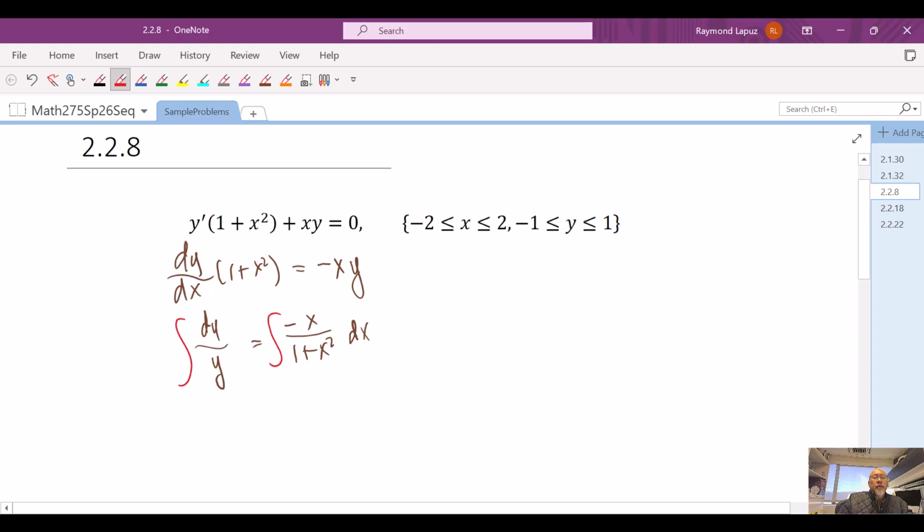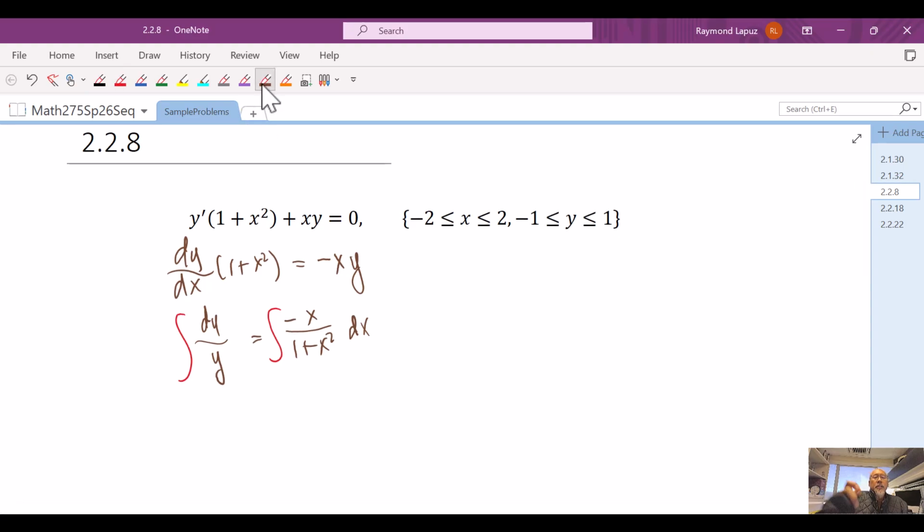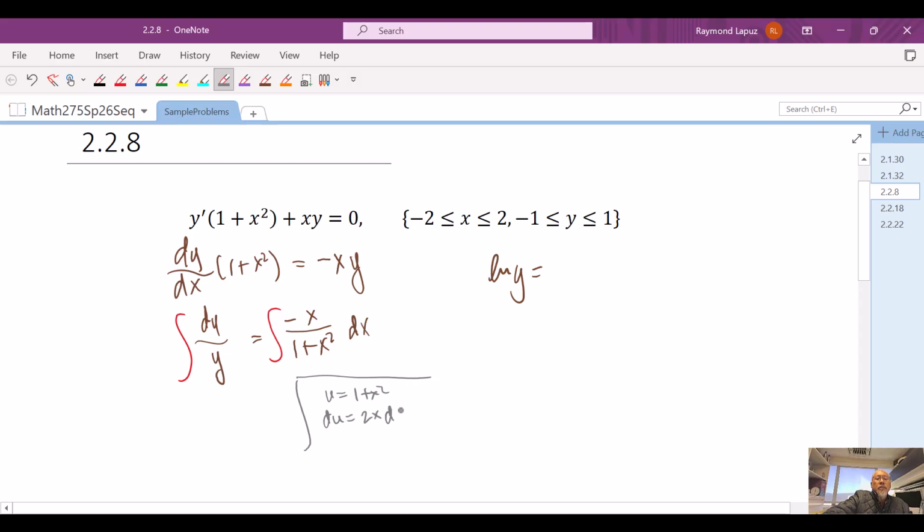On the left hand side it looks like it's going to be an ln of y, and on the right hand side, u substitution, maybe we'll do that off to the side here. u equals 1 plus x squared, du is going to be 2x dx. So there's an x here, there's a dx there, so there's a 2 and a negative, so we have a negative 1/2 integral of 1 over u du, which is going to be the ln of u.